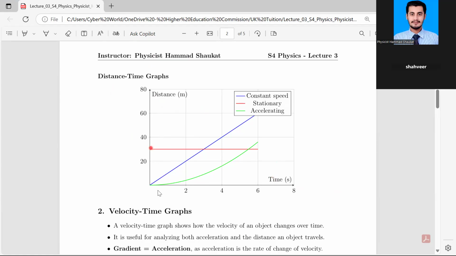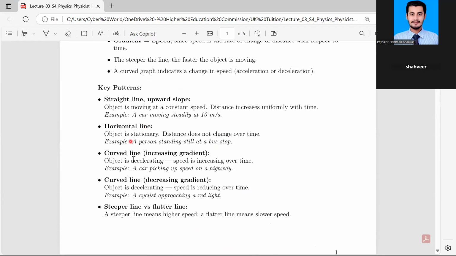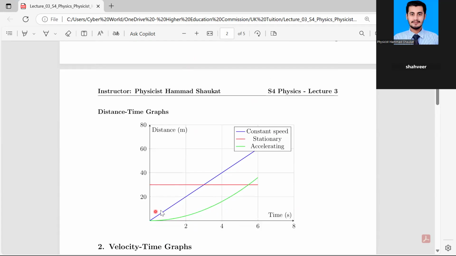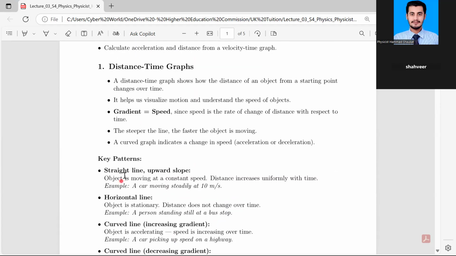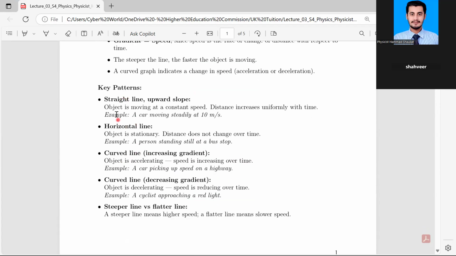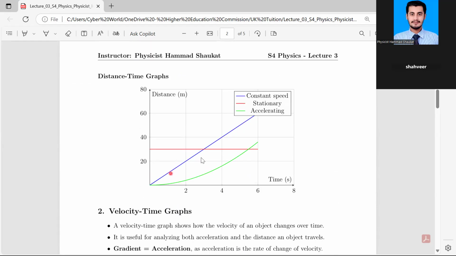So there are some graphs. Here you can see the blue line. Can you tell me which type of speed this blue line represents? Constant speed. Yes, constant speed. As we discussed, the object is moving at constant speed if we have a straight line, or you can say an upward slope. This slope is upward and this is a straight line. So we can say the body is moving with constant speed. The speed is not changing.